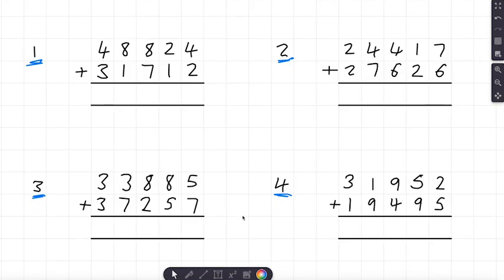Here are 4 other column additions for you to have a go at, and then we'll go through the answers in a second.